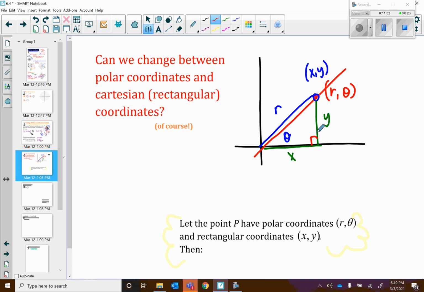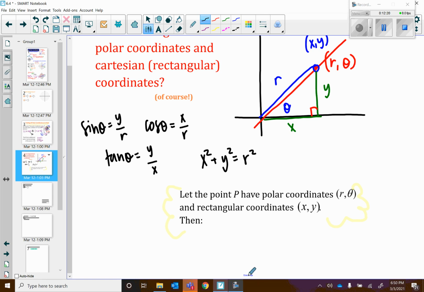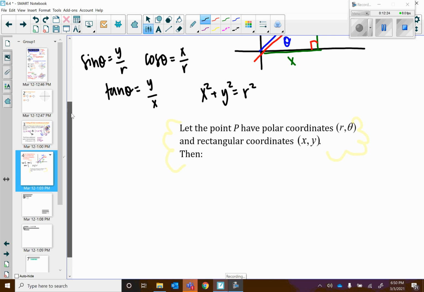Well, what do we have here? We have a right triangle with 3 sides and an angle measure. So let's look at our trig ratios. Sine of angle theta is equal to opposite over hypotenuse, which is y over r. Cosine of our angle theta is adjacent over hypotenuse, x over r. We could look at tangent of that angle, opposite over adjacent, y over x. Or we could look at the fact that this is a right triangle, so x squared plus y squared is equal to r squared. And so I'm going to put these all, the exact same statements, in one last little nice box down here.